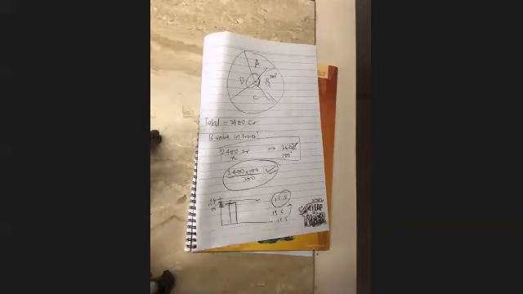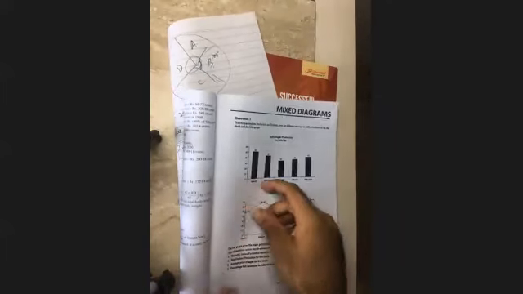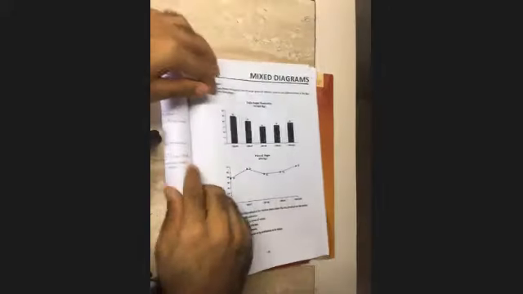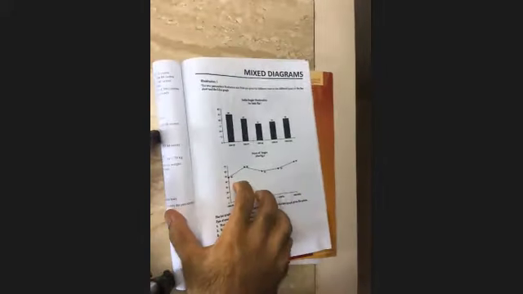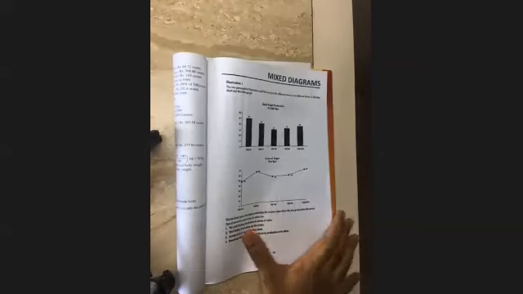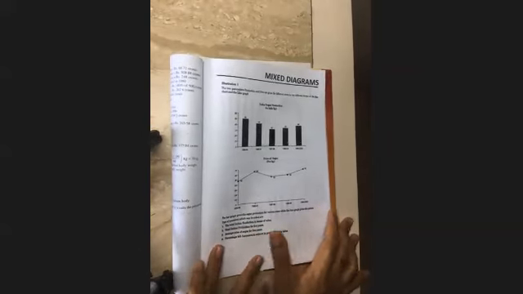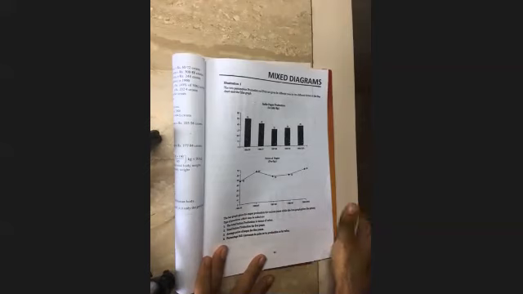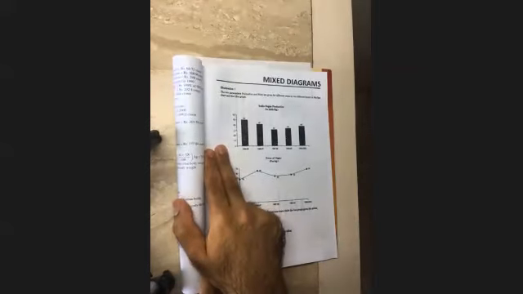Okay. Let's just take a look at mixed diagrams. So let's look at the first one. Can you tell me what information has been given to you in the first question? Read the question. Let's just understand what the information is. It says there are two parameters, production and price, given for different years, right? So what is given in the bar chart?